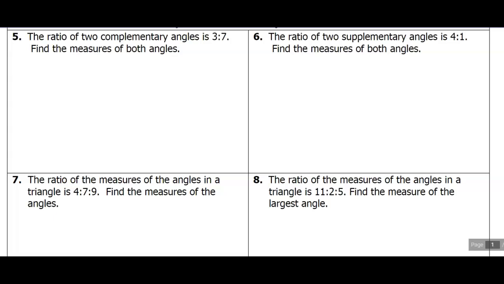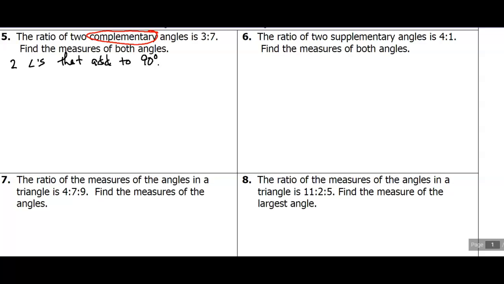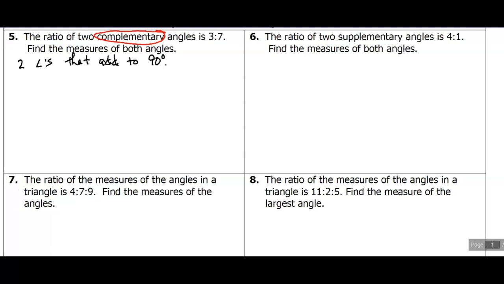It says the ratio of 2 complementary angles, so here's a keyword for us, is 3:7. Find the measure of both angles. So if you remember, complementary is 2 angles that add to 90 degrees. So to use this ratio here, the 3:7 means that one of the angles is a multiple of 3 and the other is a multiple of 7. So we don't really know what multiples they are, so what we do is we put an x with each.